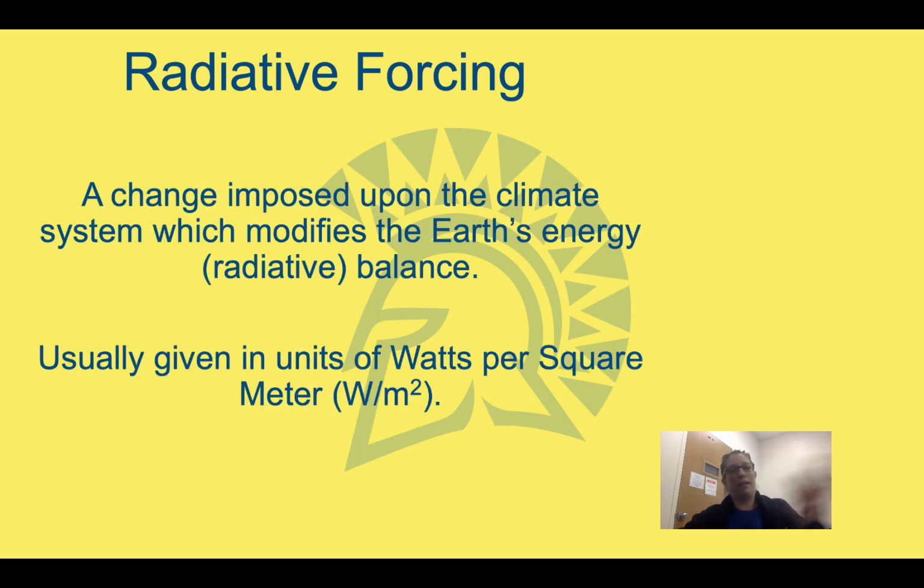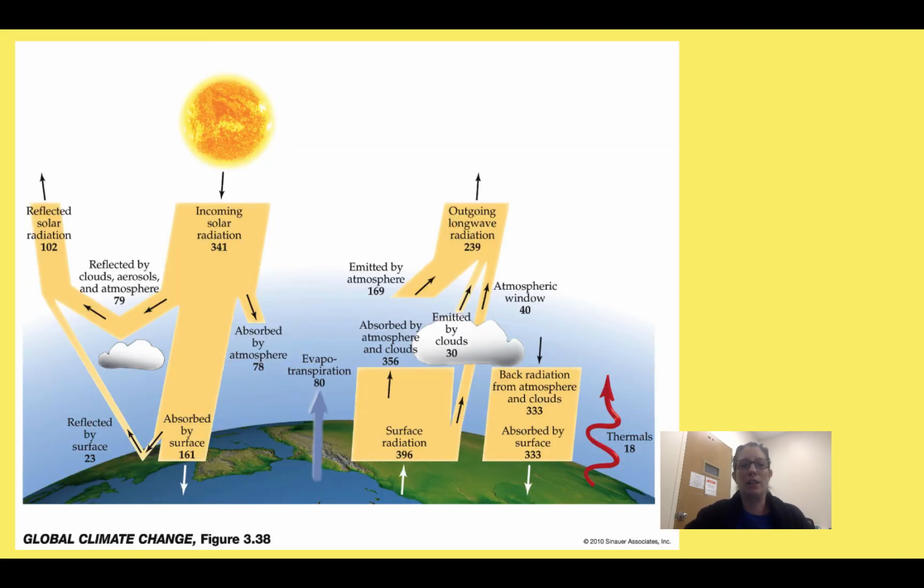Now we get back to radiative forcing here, okay? Remember, radiative forcing is a change imposed upon the climate system, which modifies the Earth's energy radiative balance. Now, this is usually given in units of watts per meter squared.